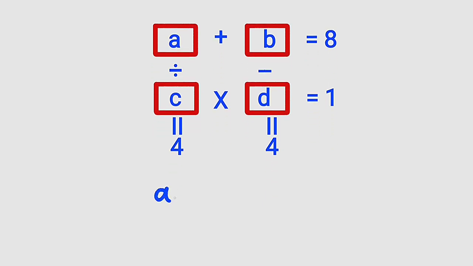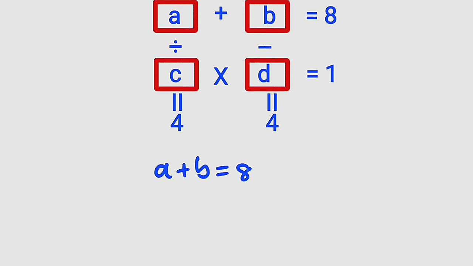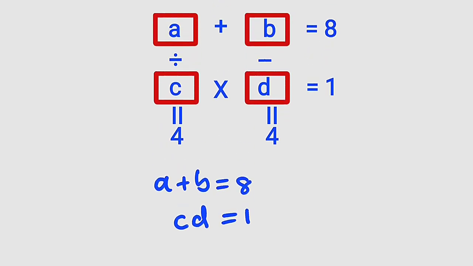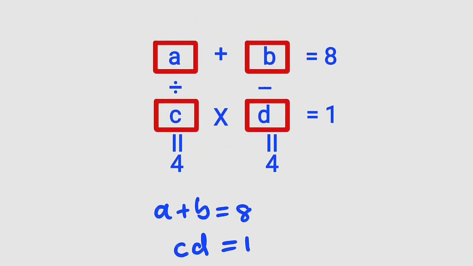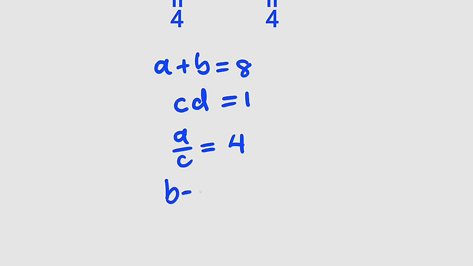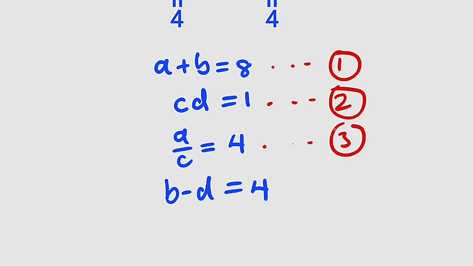We have that a plus b is equal to 8. We have seen that c multiplied by d is equal to 1. And we have also seen that a divided by c is equal to 4. And finally, b minus d is also equal to 4. Let us name these equations. Let me call this one equation 1, equation 2, equation 3, and equation 4.